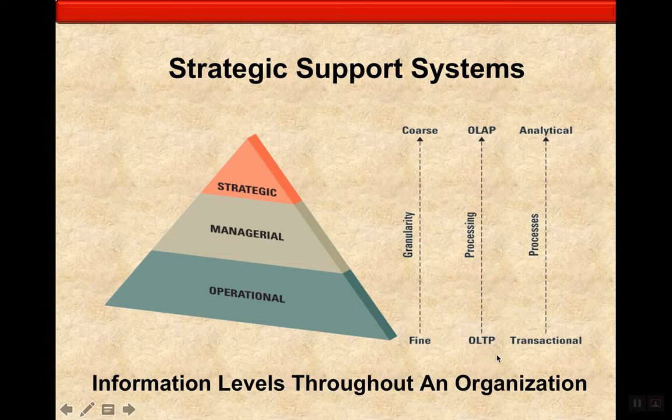OLTP, as we've talked about, is transactional, at the operational level. OLAP, as we get into the managerial and strategic levels, is, from a process perspective, analytical as we move up the organization, whereas it is transactional at the operational level. As we look at each of the information levels and move up, you see differences across different characteristics of granularity, processing, and the associated processes.